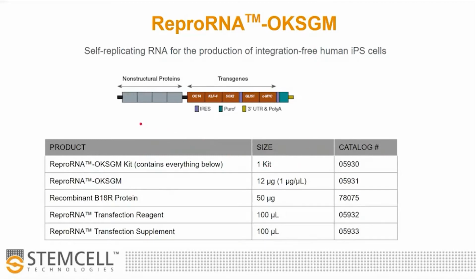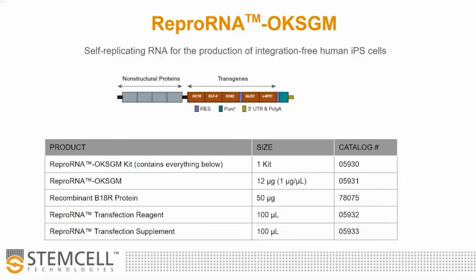The vector also has these non-structural proteins, and the function of these non-structural proteins is to allow the ReproRNA, once it's inside the cells, to self-replicate. That's the rationale for having these non-structural proteins there. And the vector also contains a puromycin resistance cassette. This is used early on in the workflow to select out those cells that have been transfected with the RNA vector. And I'll talk a little bit more about that in a moment.